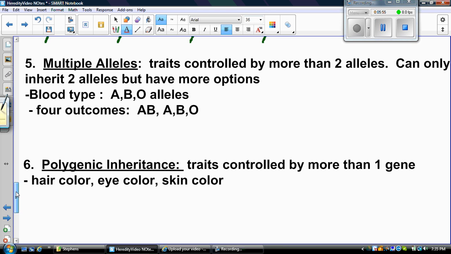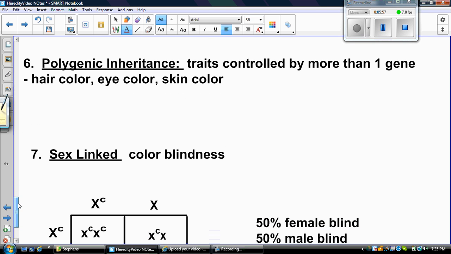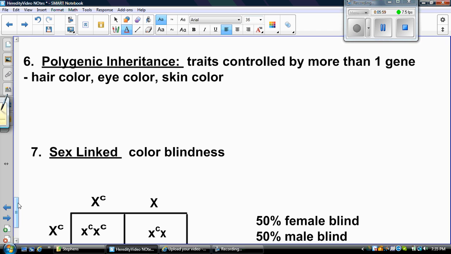And then another way that traits can be inherited is through polygenic inheritance. This means traits are controlled by more than one gene. So hair color, eye color, and skin color are all controlled by more than one gene. And let me give you an example.